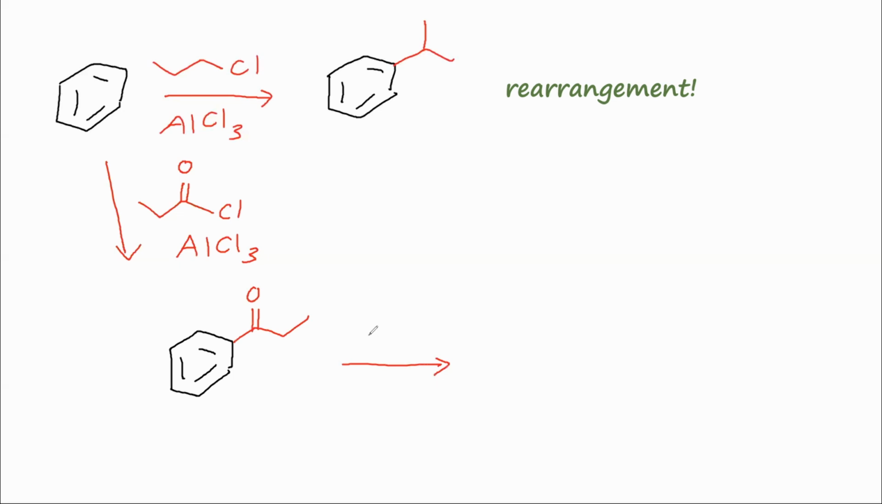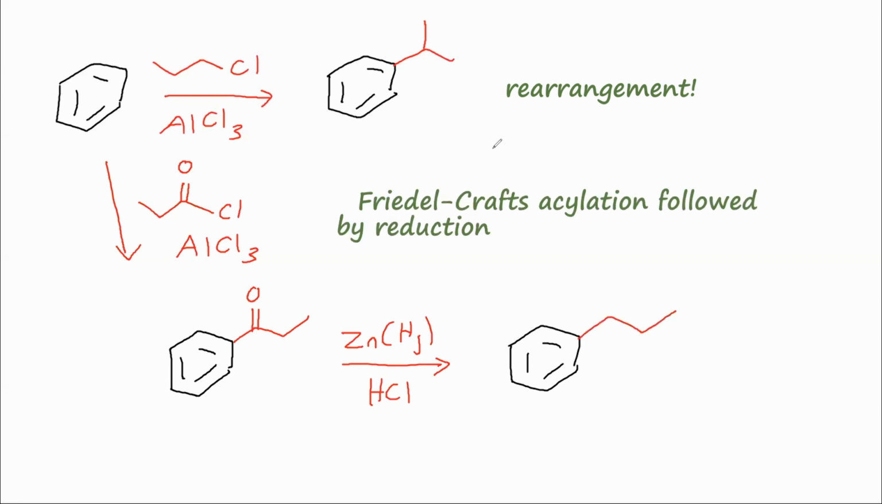Well, like we just discussed, if we want to reduce that, we could use zinc amalgam and some hydrochloric acid, and this will reduce the carbonyl group down to the alkyl group, giving us the product that we wanted in the first place, n-propylbenzene. So this is a really great synthetic strategy to avoid those rearrangements in Friedel-Crafts reactions.